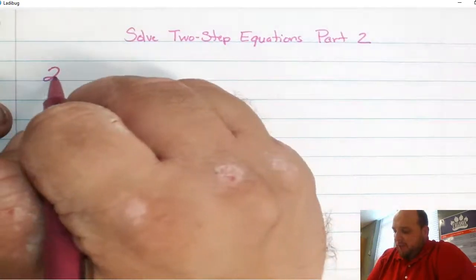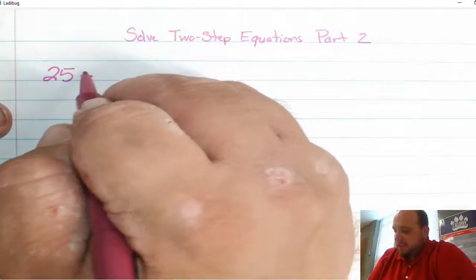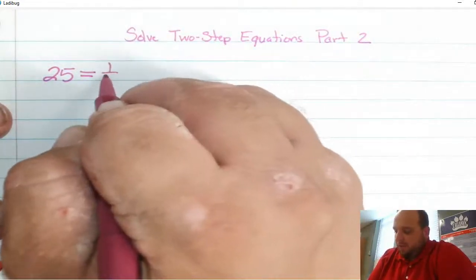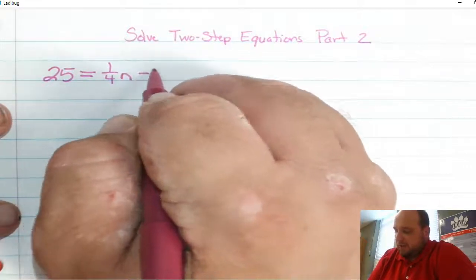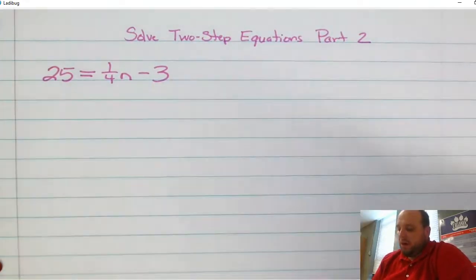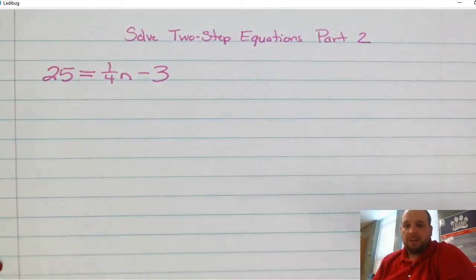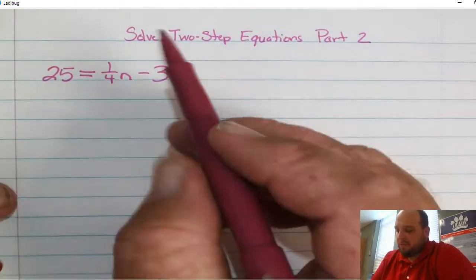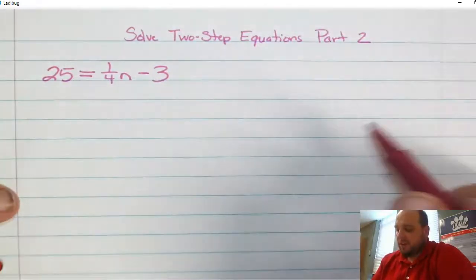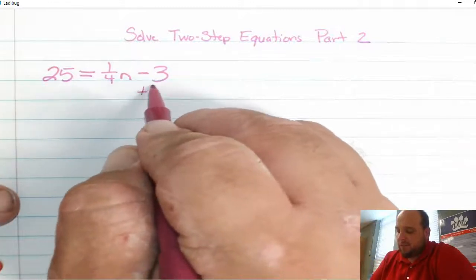So I have 25 equals 1/4 n minus 3. Just like before, I'm going to work in the opposite direction of what my order of operations says. My order of operations says to do addition and subtraction last, so I'm going to do it first when I work backwards to undo solving this equation. The first thing I'm going to do is look for addition and subtraction, and I see a subtraction of 3, so what I need to do is get rid of that subtraction of 3. So I do the opposite of subtracting 3, which is adding 3.